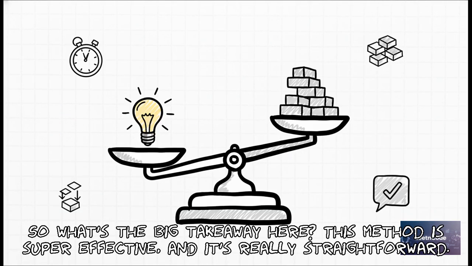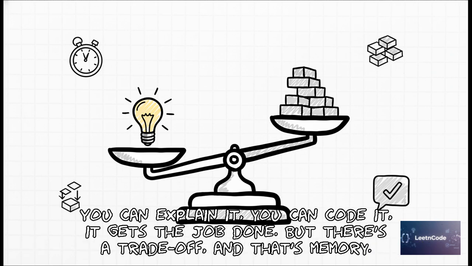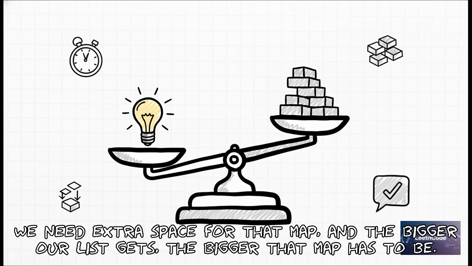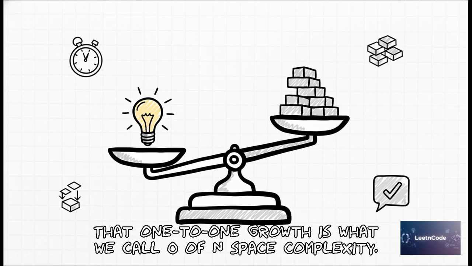So what's the big takeaway here? This method is super effective, and it's really straightforward. You can explain it, you can code it, it gets the job done. But there's a trade-off, and that's memory. We need extra space for that map, and the bigger our list gets, the bigger that map has to be. That one-to-one growth is what we call O(n) space complexity.